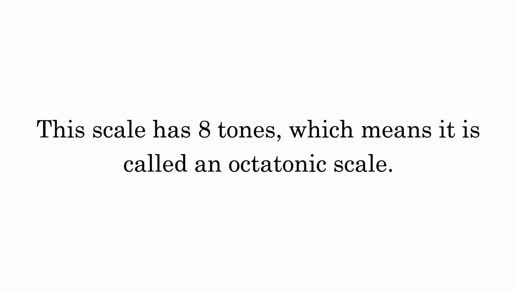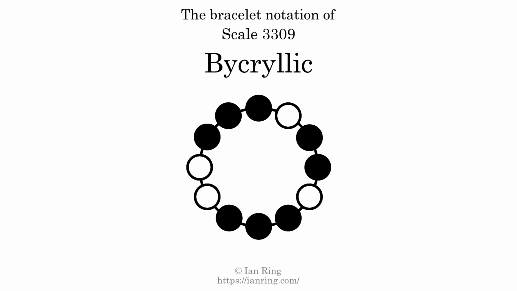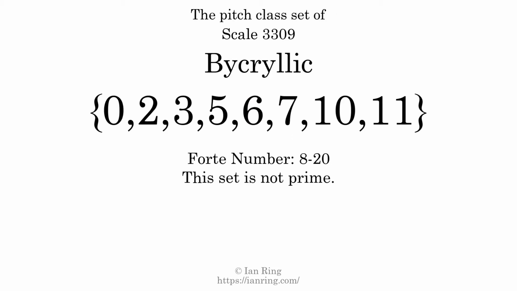This scale has 8 tones, which means it is called an octatonic scale. This is a bracelet notation diagram of scale 3309. The shaded circles represent tones that appear in the scale, and they are read clockwise, starting at the top. The pitch class set for this scale is 0, 2, 3, 5, 6, 7, 10, 11. The forte class is 8-20. This set is not prime.